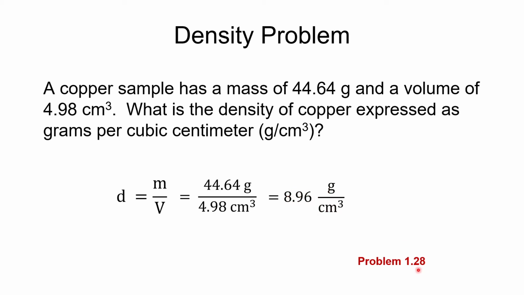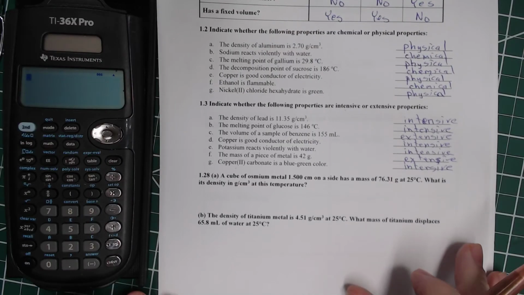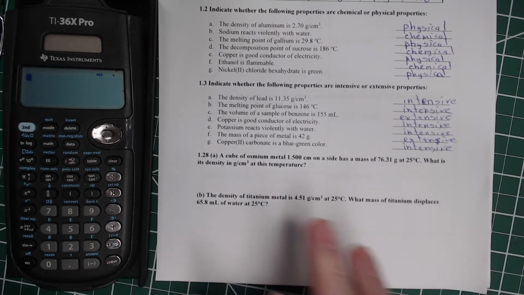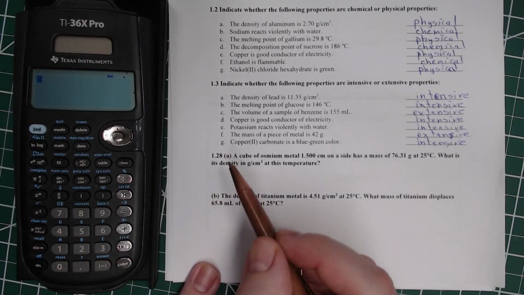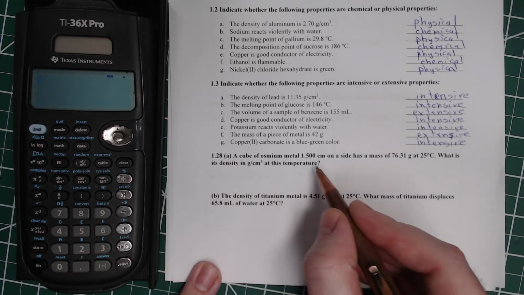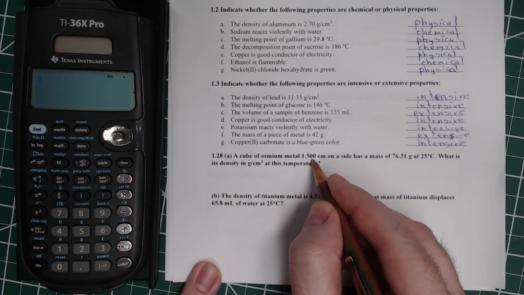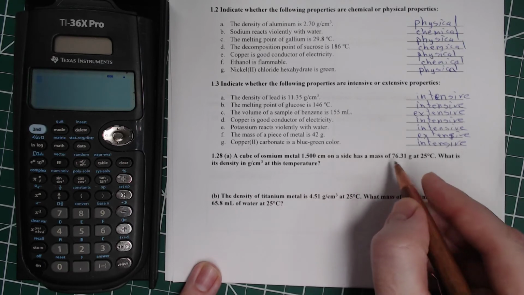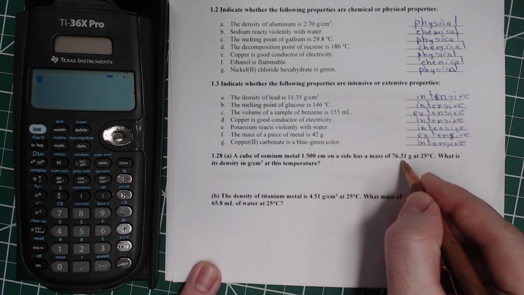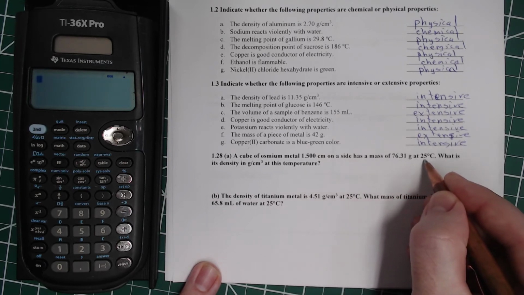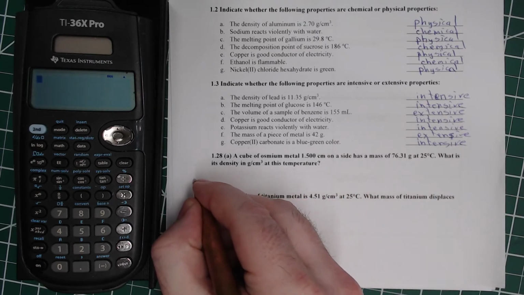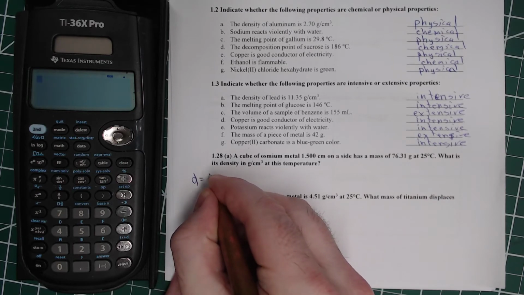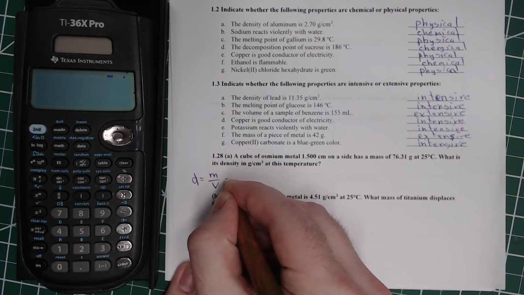All right, so let's look at number 28. We're going to go over here to our in-class thing, and I've got my calculator right there. So here we've got a cube of osmium metal, 1.500 centimeters on a side, that has a mass of 76.31 grams at 25 degrees Celsius. What is the density? Well, our formula for density is equal to the mass divided by the volume.